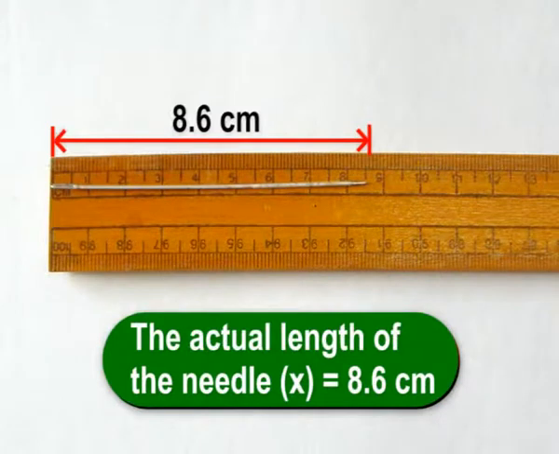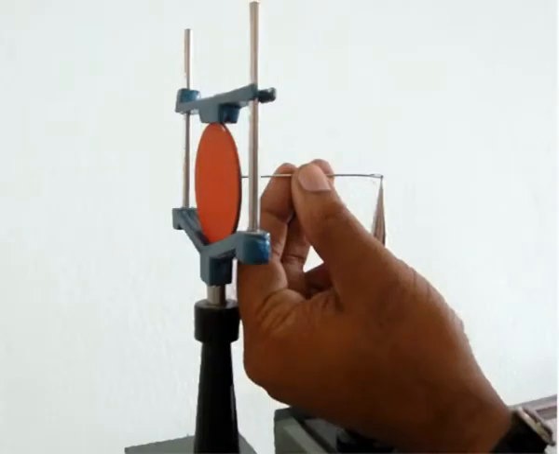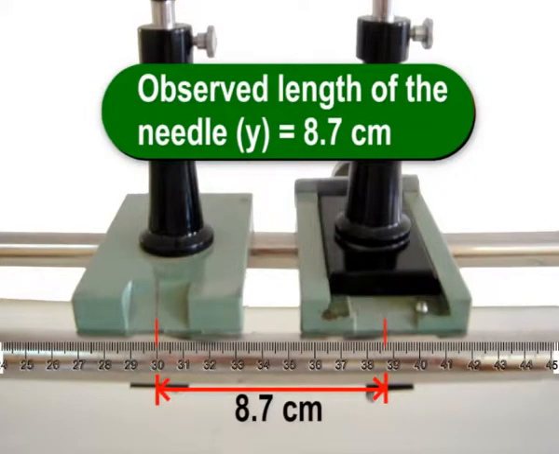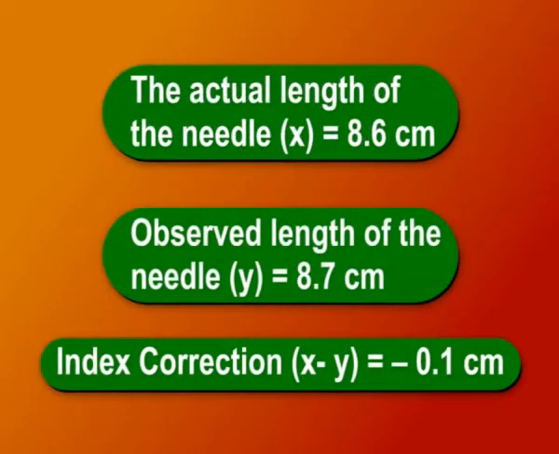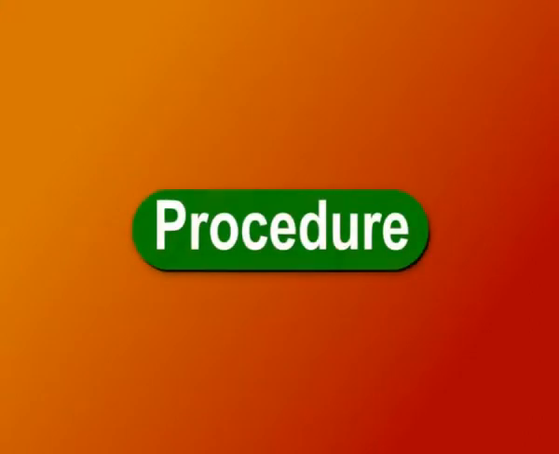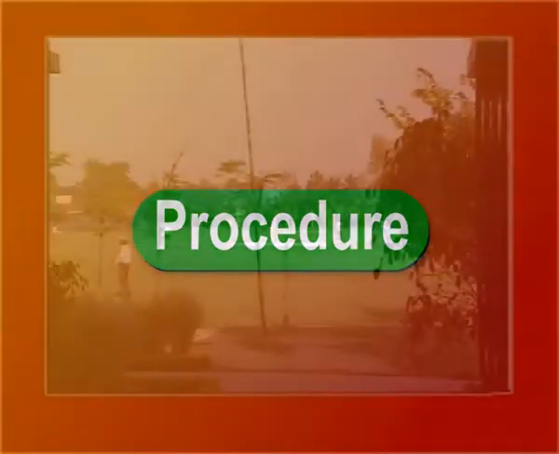The actual length of the needle X is 8.6 centimeter. On the other hand, the observed length of the needle Y is 8.7 centimeter. Therefore, the index correction X minus Y is equal to minus 0.1 centimeter. Now, let's see how to go further with the procedure.